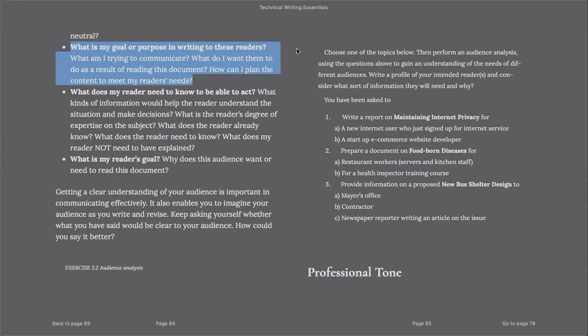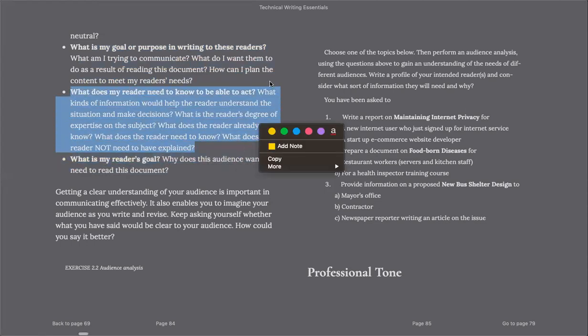The text message that you write to your employer is different from the text message to your friends or loved ones. What do I want them to learn as a result of reading the information? So always put yourself in their shoes in order to communicate in a clear, concise, and precise way. And you always ask yourself, how can I plan the content to meet the reader's need? The next element is, what does my reader need to know to be able to act? So you don't need to give extra information that confuses your reader. You just need to give them as much information as they need to know to be able to cooperate with you and fulfill that loop.